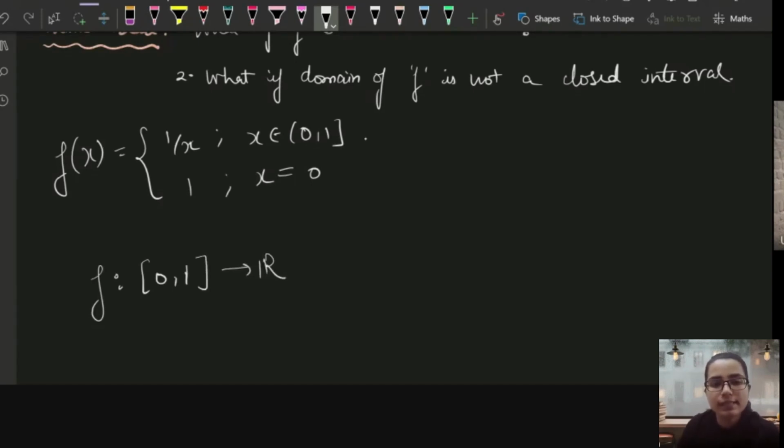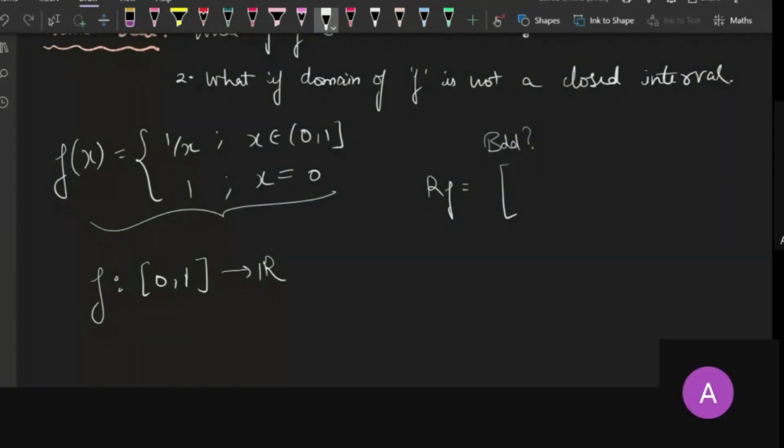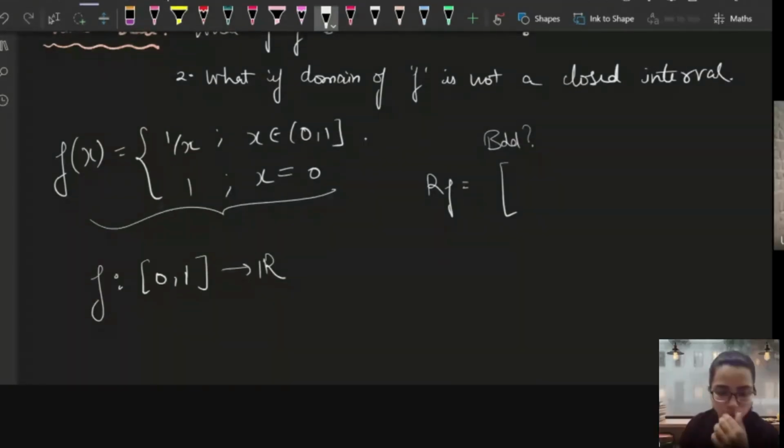What is the range set of this function? I want to ask you. Can anybody tell me the range set of this function F? Will it be bounded? I hope I'm audible. No. It will not be bounded. If anybody can tell me the range set, that will be good.